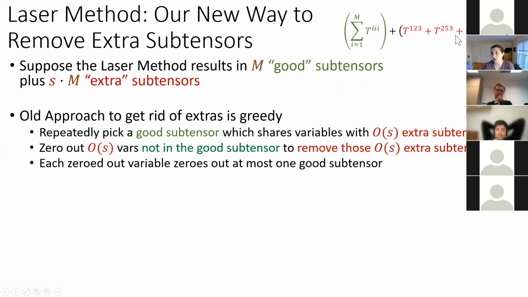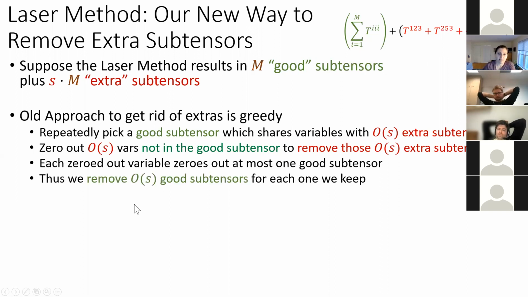This will get rid of all of them, but it will also remove order S good subtensors, because each one of these shares a variable with one of the good ones. So you keep one of the good ones, but you also get rid of about S of the good ones as well.